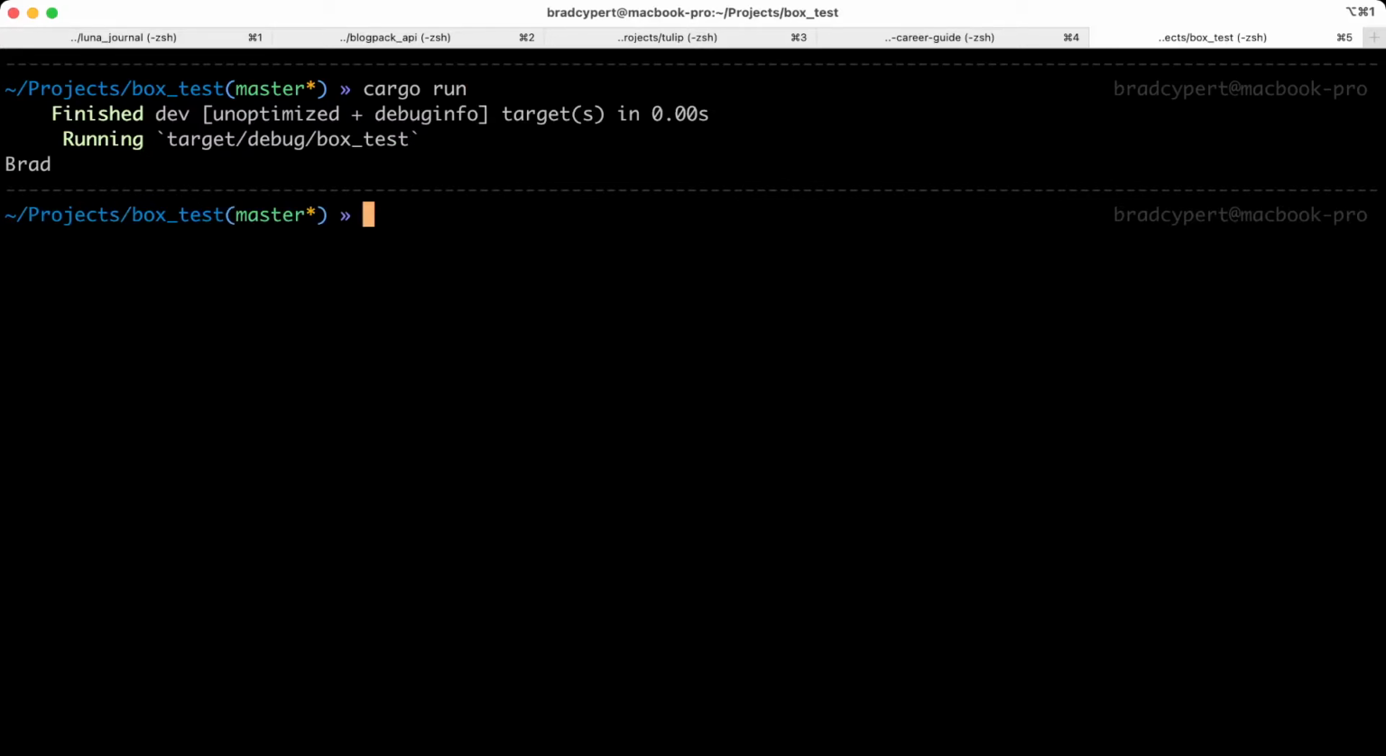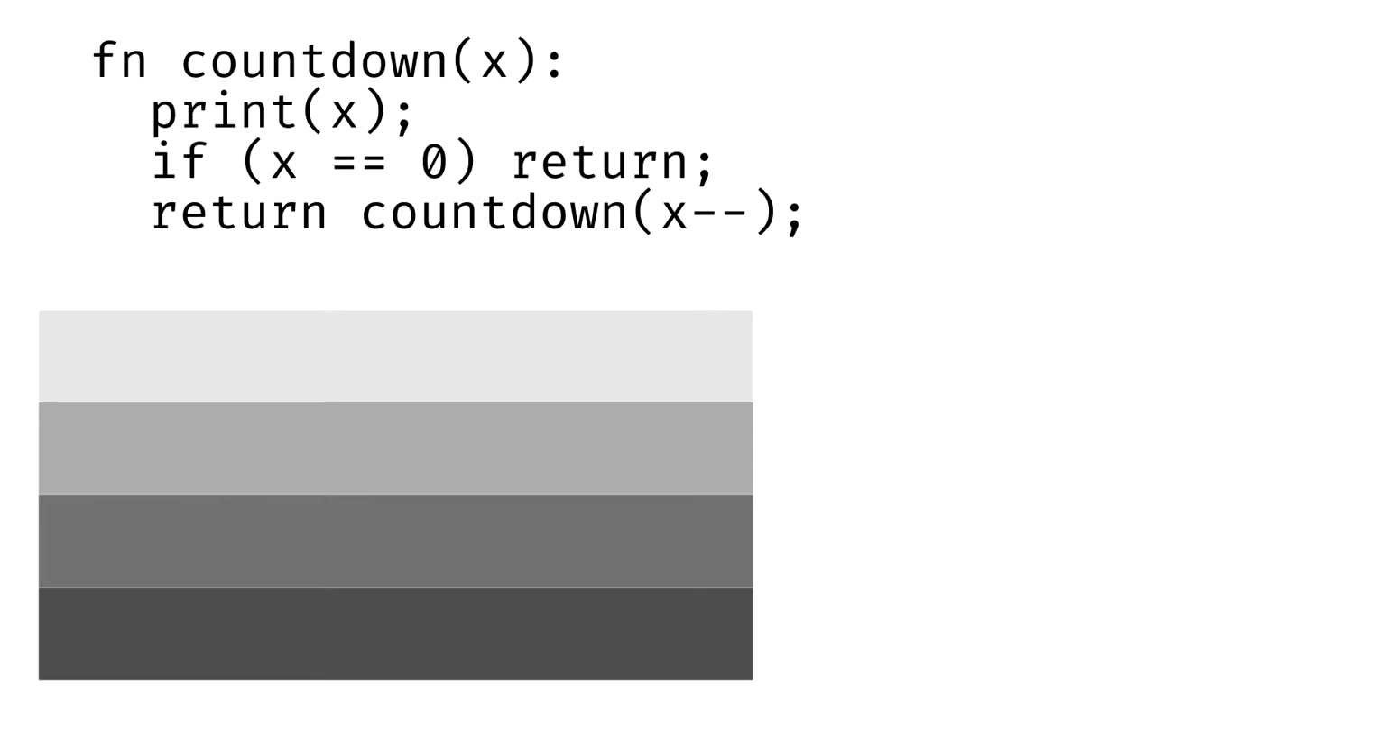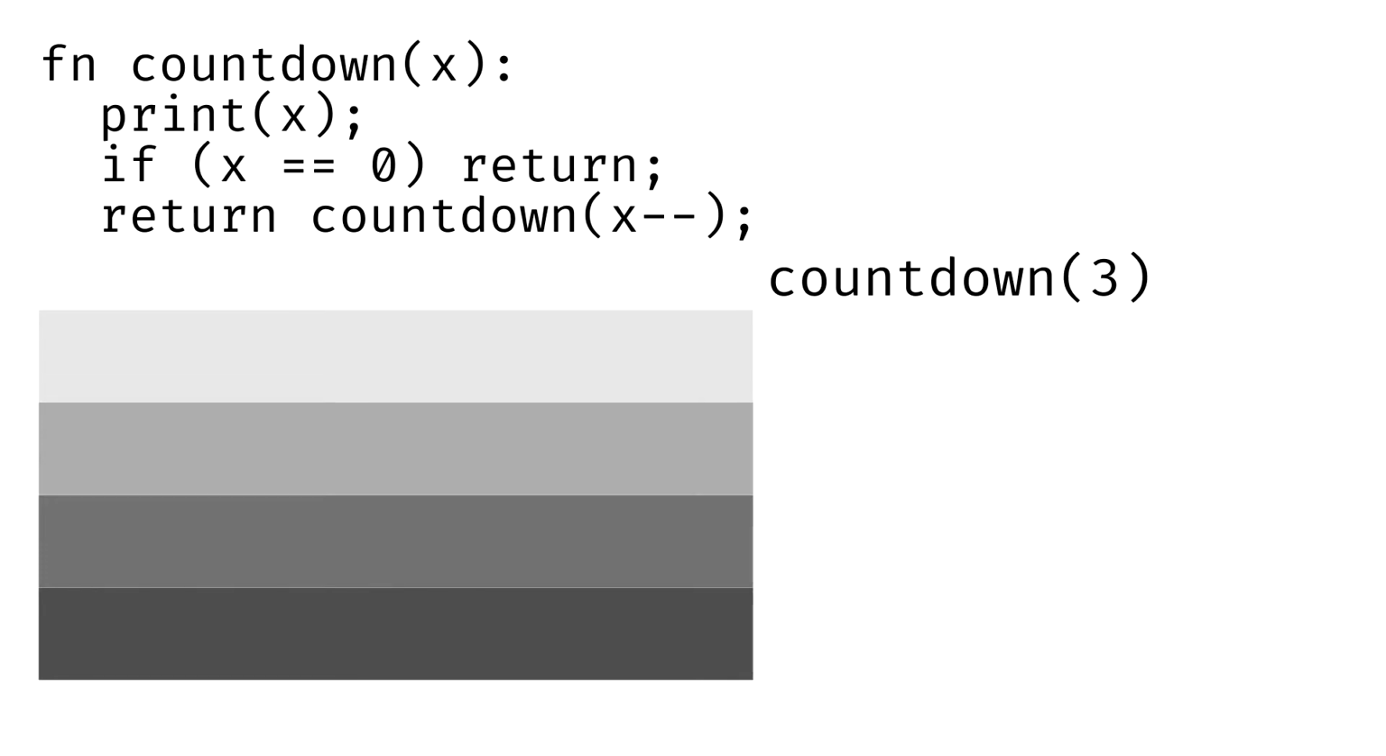So before we get into boxing, we actually need to talk about the stack. Now this is pseudocode, but it should be pretty easy to follow. We have a function called countdown that takes in an argument x. We print x, and if x is equal to 0, we return. Otherwise, we return countdown of x minus 1. So in the case of 3, we'd have 3, then it would call it with 2, it would call it with 1, and then it would call it with 0, and then ultimately return.